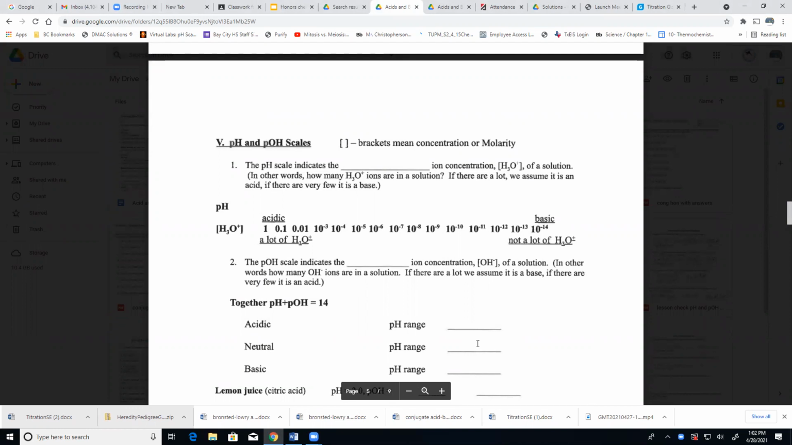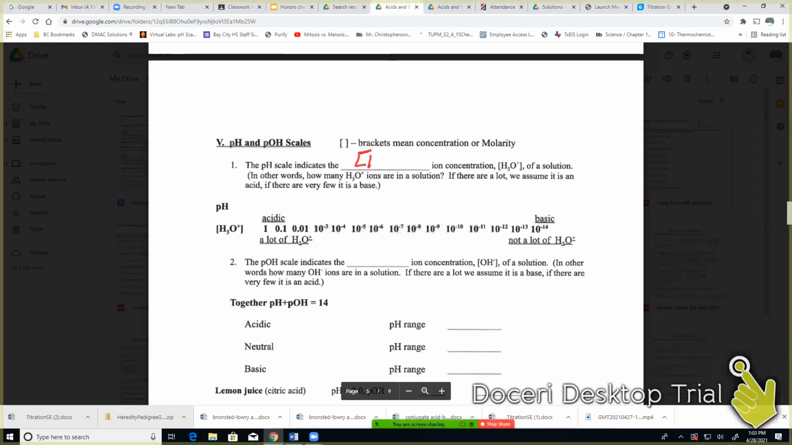So talking a little bit more about pH and pOH, and then the calculations that we'll use with those. All right, so the pH scale indicates the hydrogen ion concentration. When something is in brackets, that means that you're using the molarity concentration. So hydrogen ion concentration of a solution. So how many ions are in a solution? If there are a lot of the hydrogen ions, then we consider it acidic. If there's just a few, then we would consider it basic.